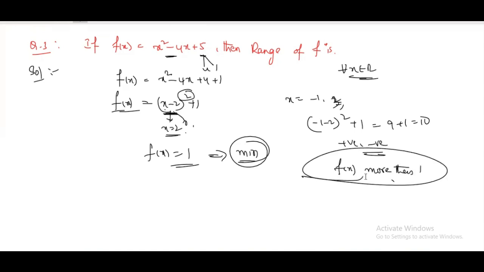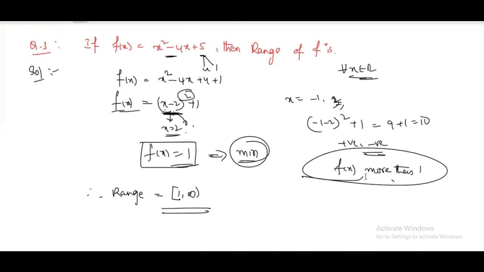That's why when it becomes 0, that is the value where f of x gets the minimum value. So the maximum will be more than 1 only. So that's why we can say the range of this one is the closed interval 1 to infinity. Hope you understand this, how I found the range.